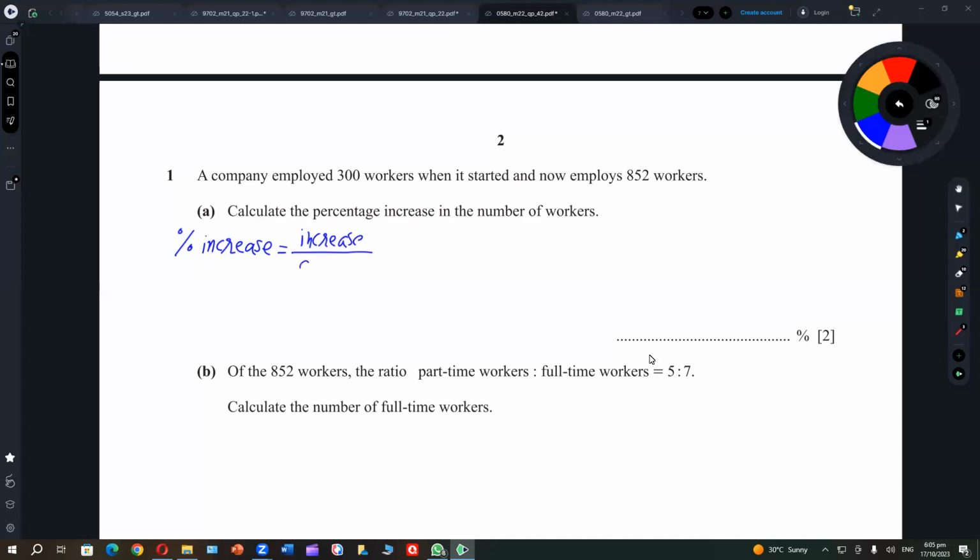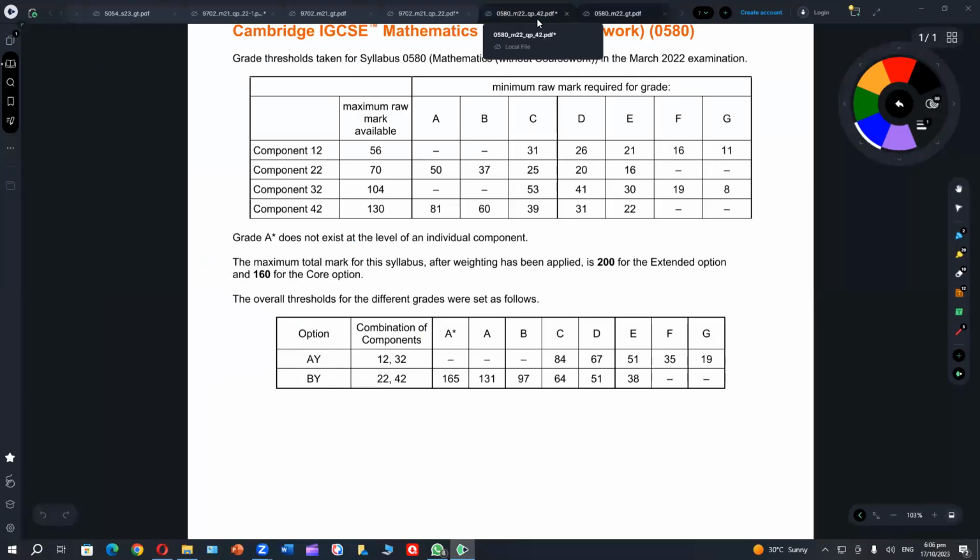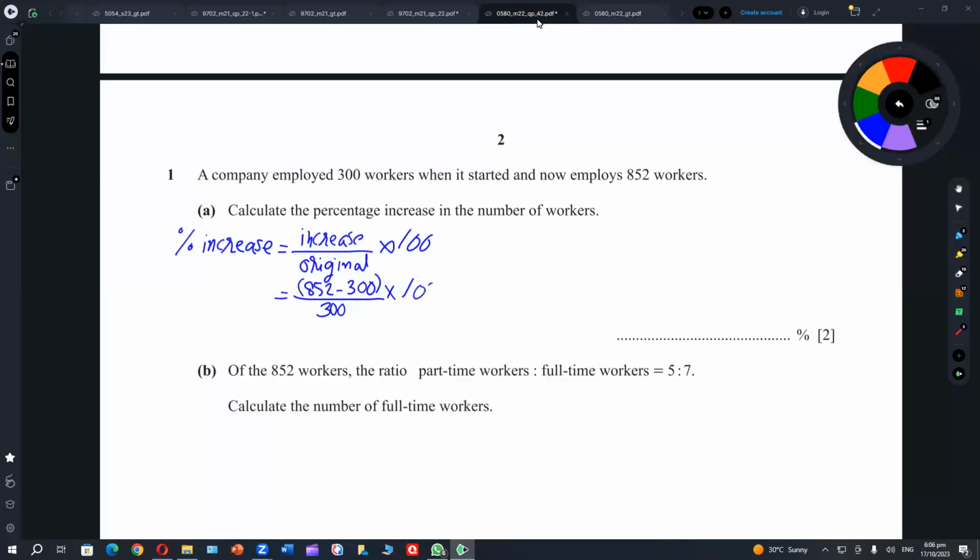852 minus 300. I'm writing the formula because it's always impressive if you write down the formula. Well, the answer is 184.